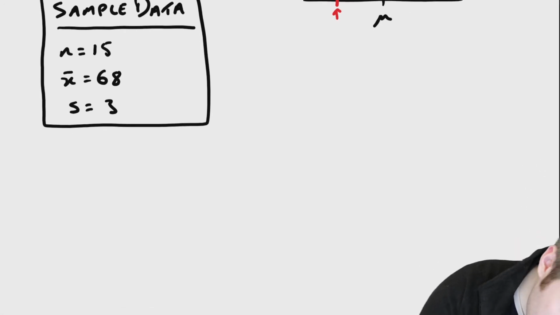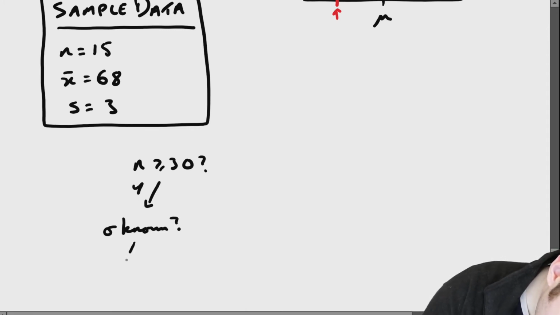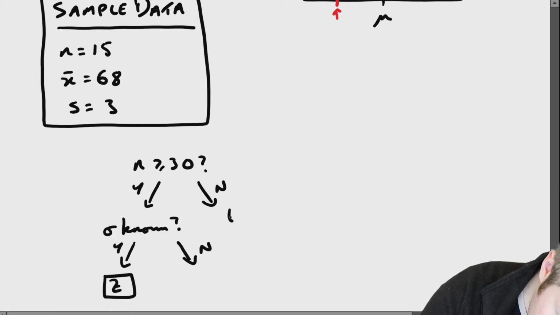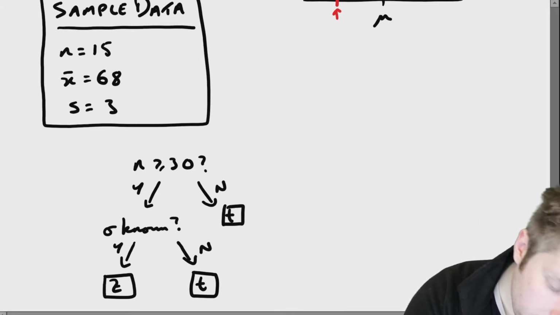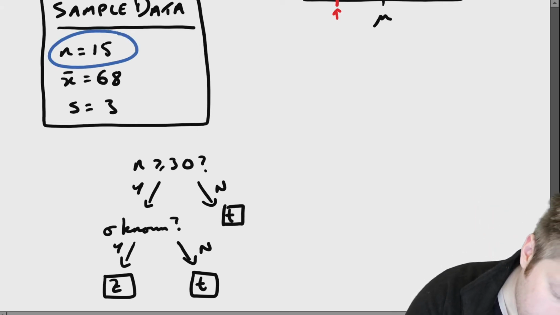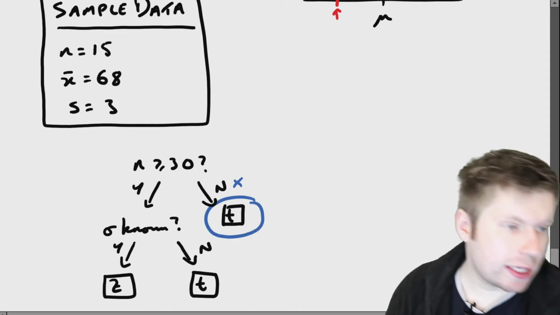So let's ask ourselves the questions. Is n greater than or equal to 30? And do I know the population standard deviation or not? If the answer to both those questions is yes, I can use the Z test. If the answer to either of those questions is no, I can use the T test. All right, let's have a look at this. First of all, what's the sample size? Well, the sample size in this case is 15. So the answer to the first question is no, so therefore I'm going to be using the t-test.